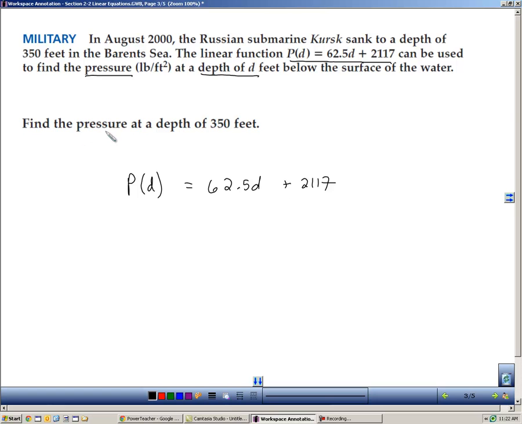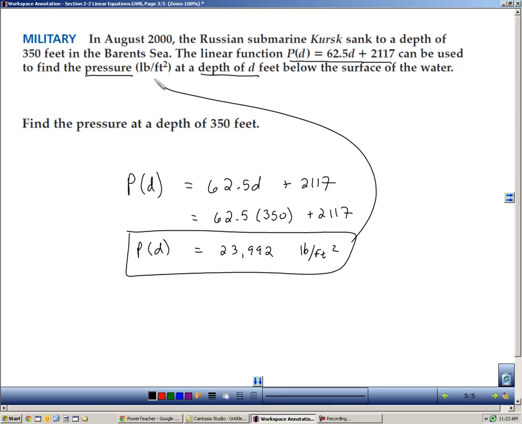Now we want to find the pressure, we want to find the P at depth 350. So all we do is we take the D and replace it with 350, and we can find the pressure at that depth. If you plug that into a calculator, you're going to get 23,992. That's my pressure, and it's going to be labeled as pounds per square foot, because that's how pressure is labeled in this particular problem. How do I know? It's right there.